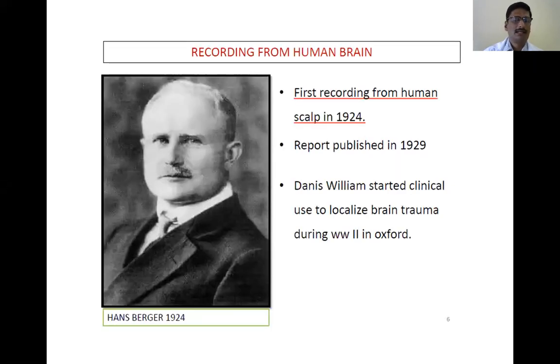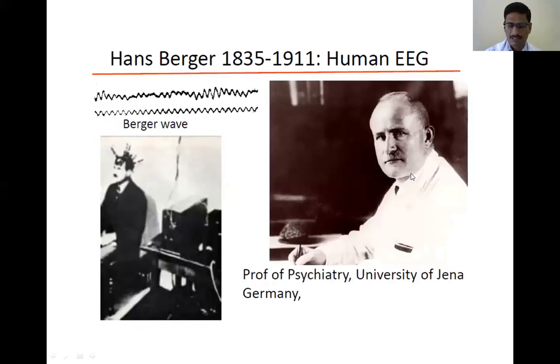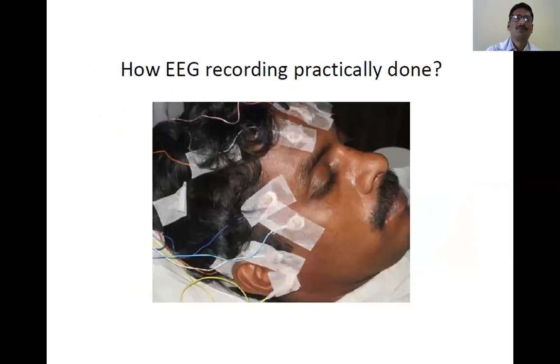It was Hans Berger, a German psychiatrist, who did the first recording of EEG, and it was clinically used by Dennis Williams. Because of Hans Berger, they are called Berger waves. And this is how we place the electrodes. These are all for the reference, about which you will see a bit later, wherever it is placed, like the earlobe, etc. These are all for the reference, other than the skull.